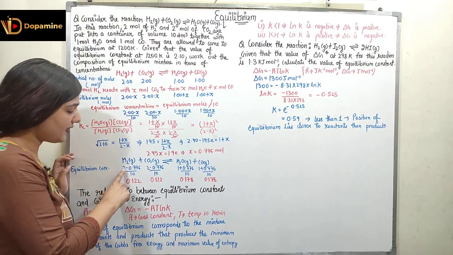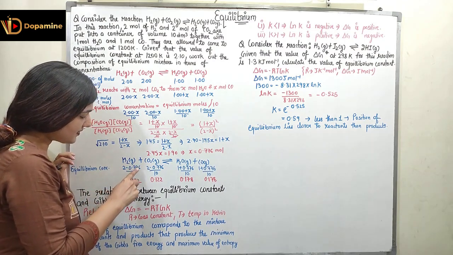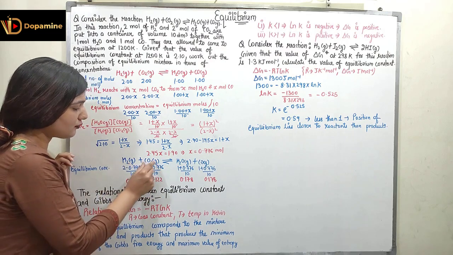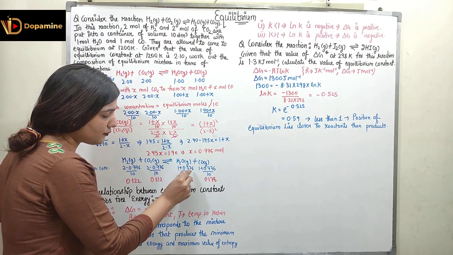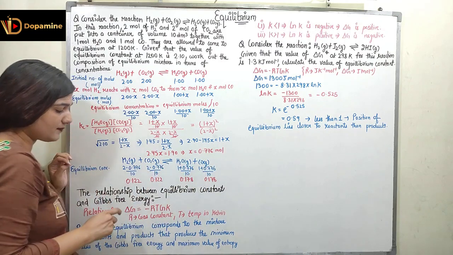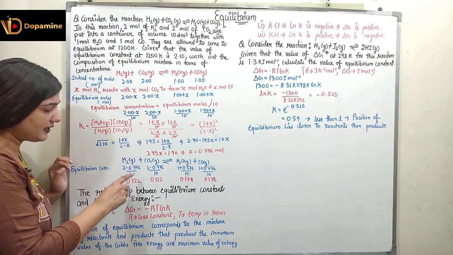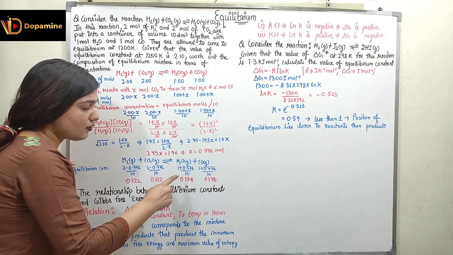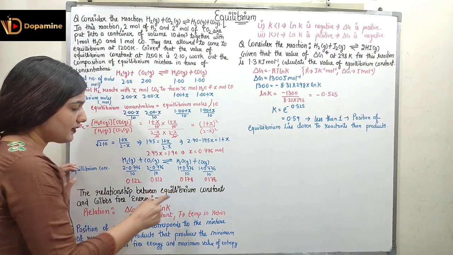So when you put x over here, we have 2 minus 0.776 by 10 for H2O and CO2 respectively, then 1 plus 0.776 by 10 for H2 and CO respectively. So when you solve it, we will be getting the concentration of H2 and CO2 to be 0.122, and for H2O and CO it is equal to 0.178.